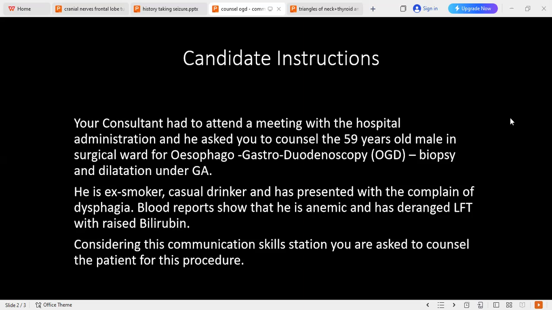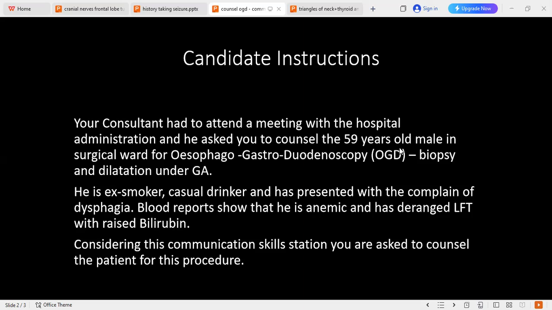Check the patient's understanding at the end and then make the patient sign the consent form. Whatever you have explained in the counseling, make the patient tell you everything you have explained to them. And then at the end, ask the patient to sign the consent form.